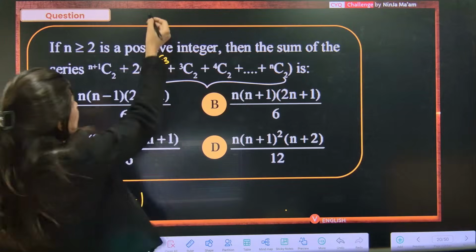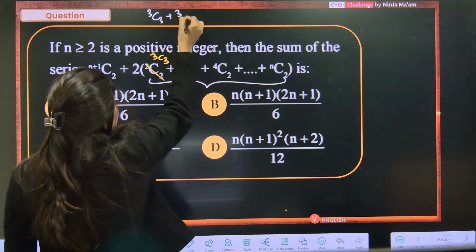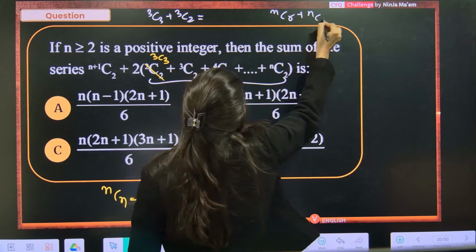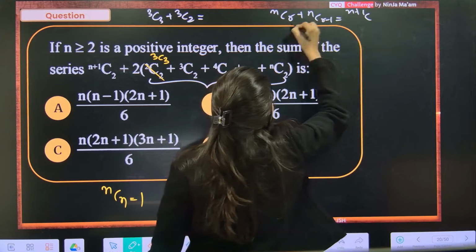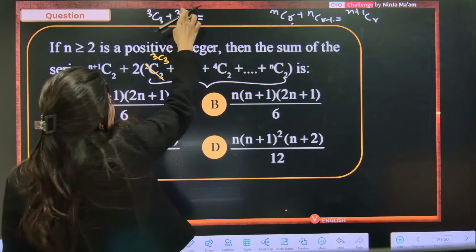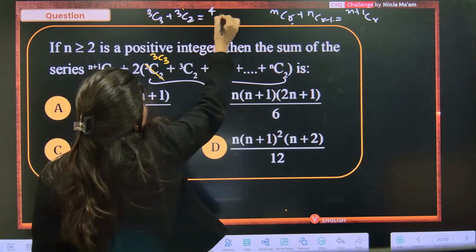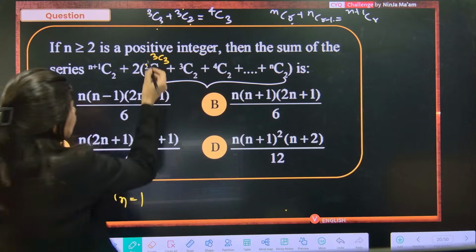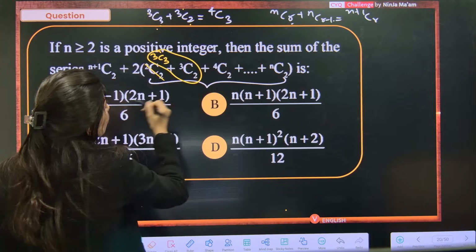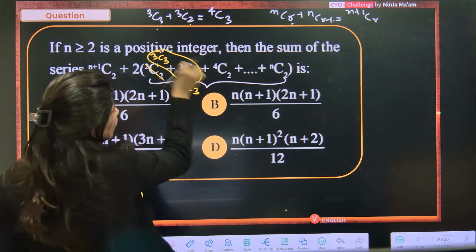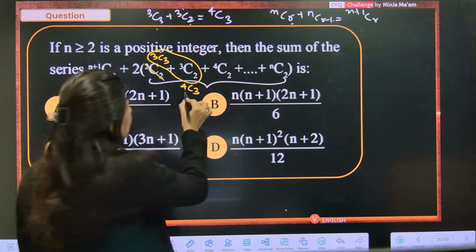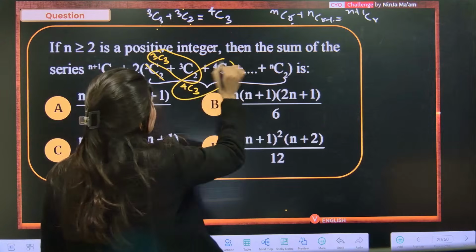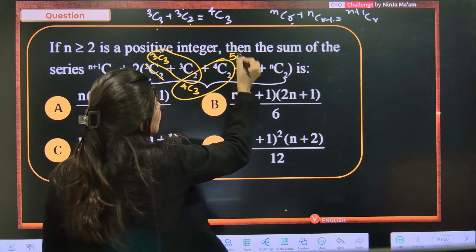Now 3C3 plus 3C2. Remember the property: NCR plus NCR minus 1 is nothing but N plus 1 C maximum of these two. Same, 3 and 3, gap of 1. So this is 4C, maximum of these two is 3. So these two will get combined and you're going to get 4C3 in place of this sum. Correct? Now can you see this 4C3 and 4C2? Again, 4C3 and 4C2 are going to get combined and you are going to get 5C3 instead.